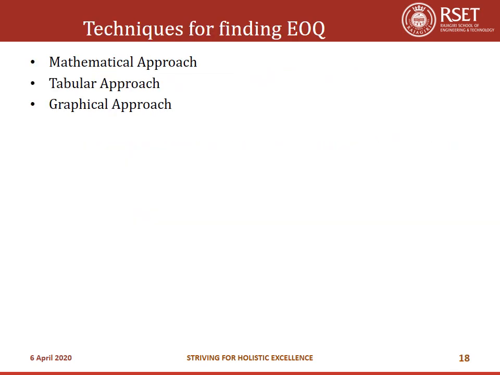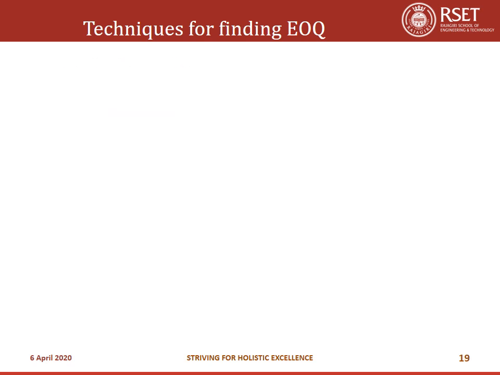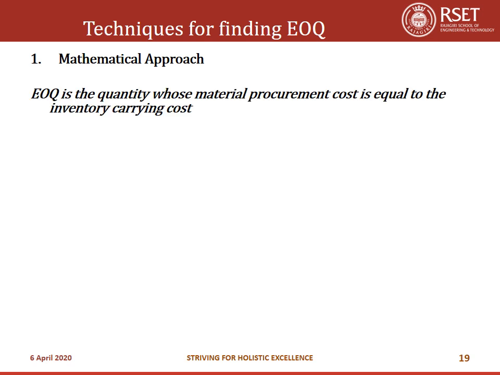Now, there are different techniques of finding the economic order quantity. Three of them are the mathematical approach, tabular approach, and the graphical approach. We'll first deal with the mathematical approach. Before that, we'll just look at the definition of EOQ. EOQ is the quantity whose material procurement cost is equal to the inventory carrying cost. That is, the procurement cost is equal to the carrying cost. That is what is known as an economic order quantity.